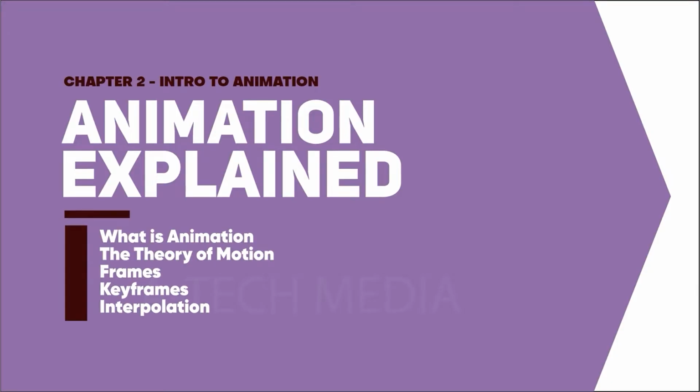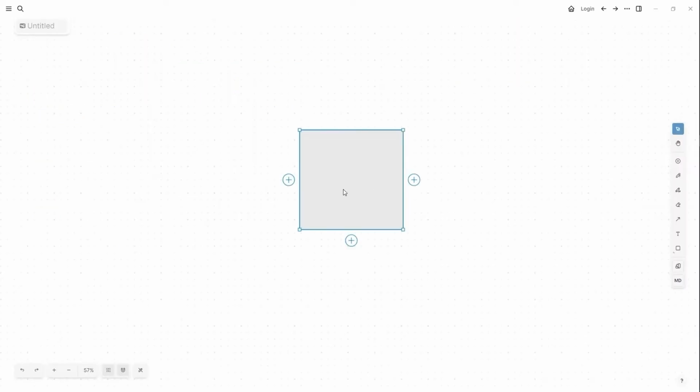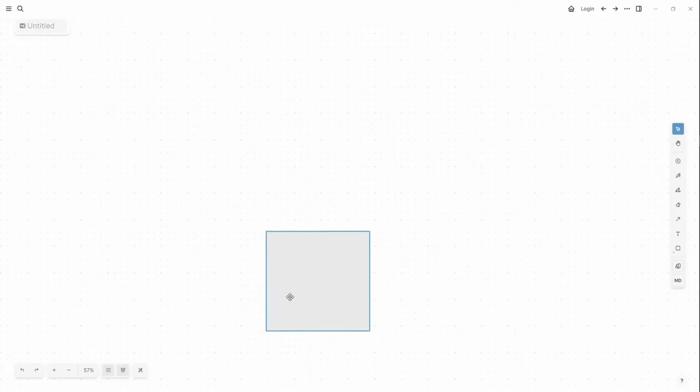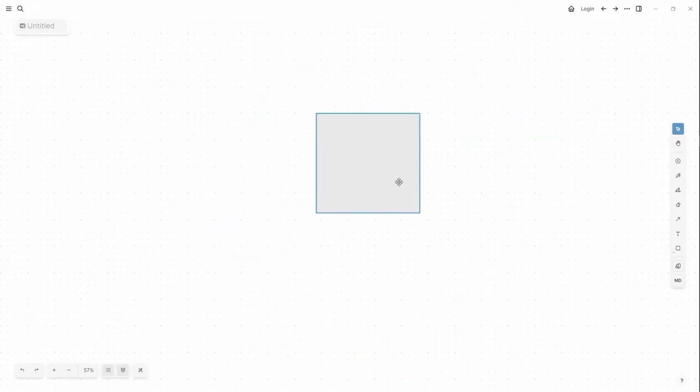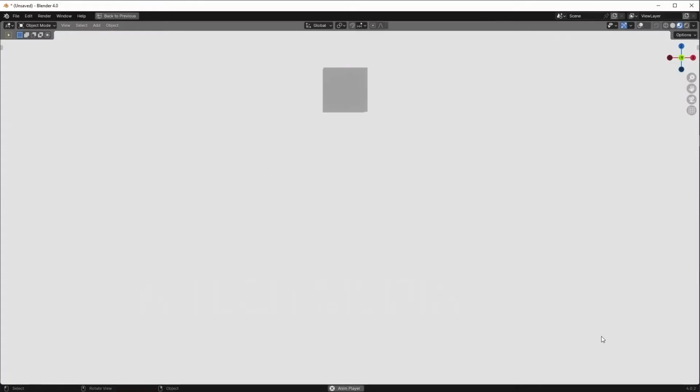So first of all, what is animation? Animation in its simplest of definition is simply the art of making image elements move autonomously. Now, I say autonomous because if I move this image of a square around the screen, we will not perceive that as animation because as you can see, I clearly am moving it. For it to be perceived as animation, this movement needs to feel autonomous. The square needs to feel like it's moving on its own.